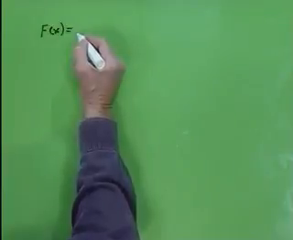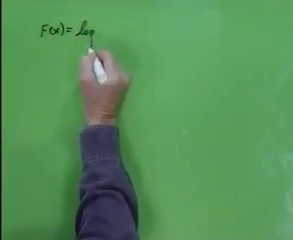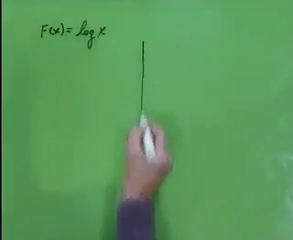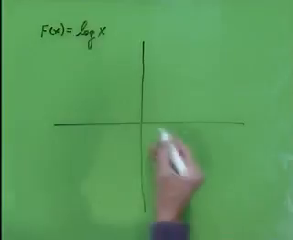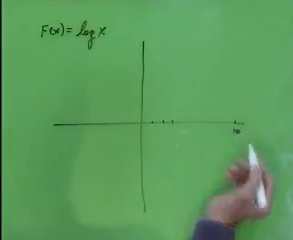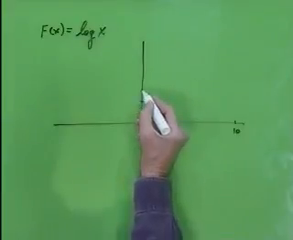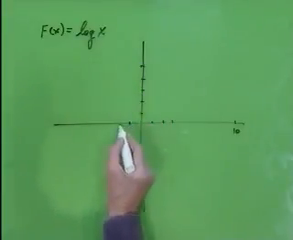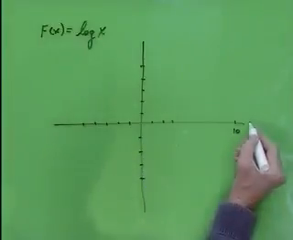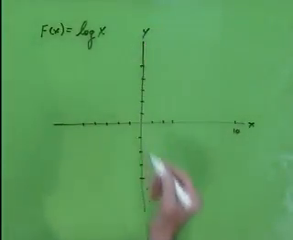Suppose I wanted to graph this function, capital F of x equals the log of x. So I want to graph the so-called common log function. Well, the base is base 10. So here's 1, 2, 3. Let's say 10 is out about there. Here's 1, 2, 3, 4, 5, negative 1, 2, 3, 4, 5. Okay, x-axis, y-axis.